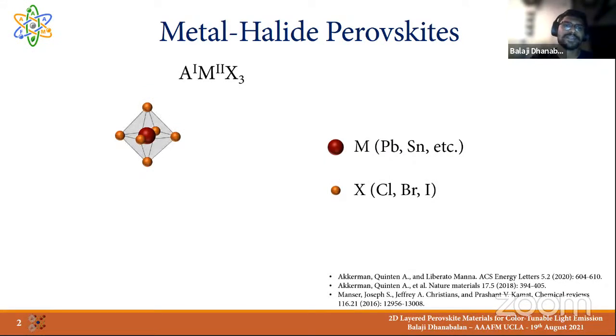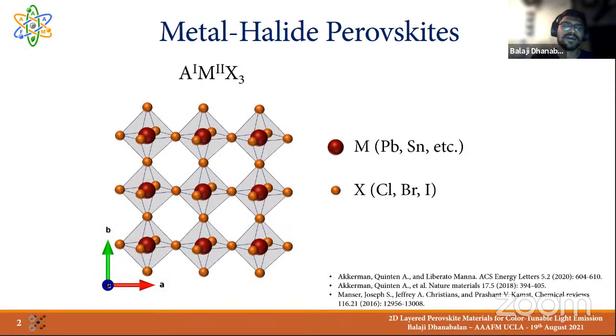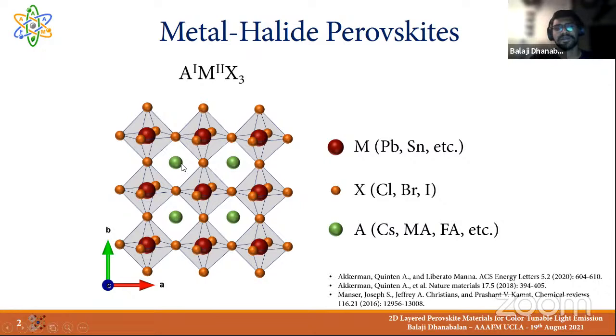And these octahedrons are connected in all 3 directions, and the void created by these octahedrons will accommodate a smaller cation. It can be either inorganic, like cesium, or organic, like methylammonium or formamidinium. These materials have found applications in many different fields. For example, in solar cells, which have achieved power conversion efficiency of close to 25%, or also in light emitting applications, or also in flexible electronics, many different applications.